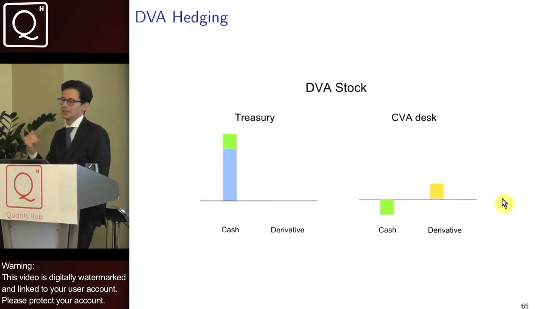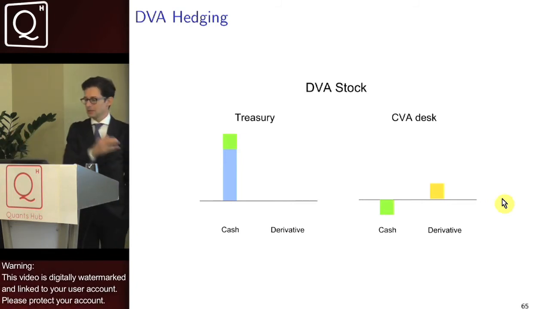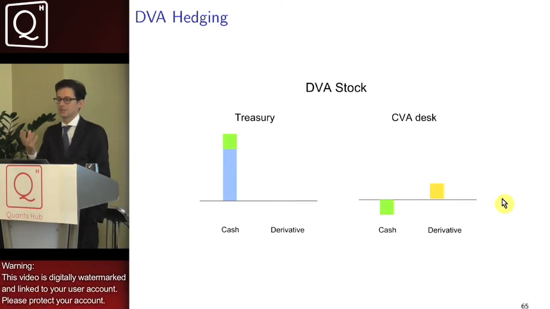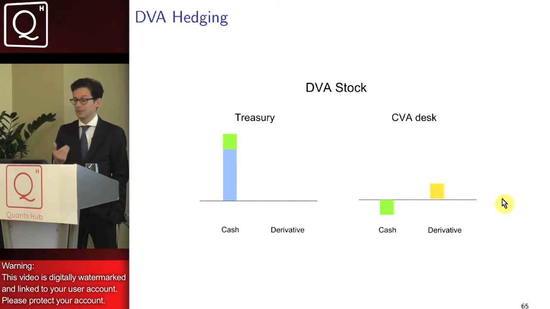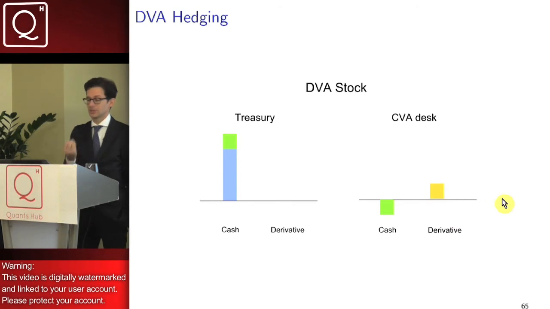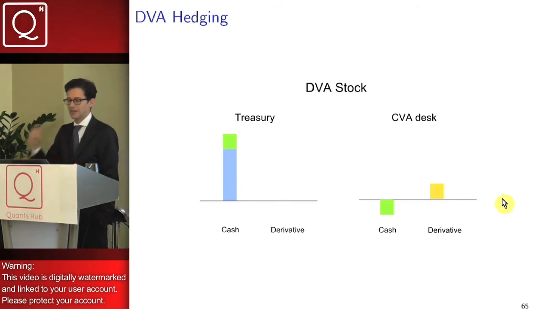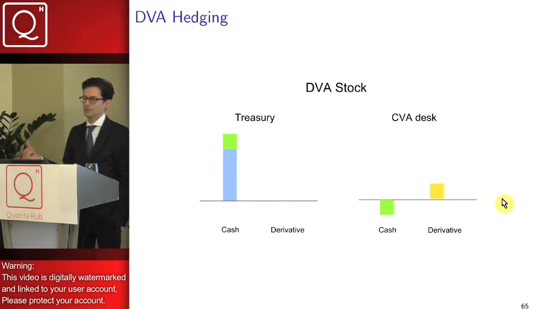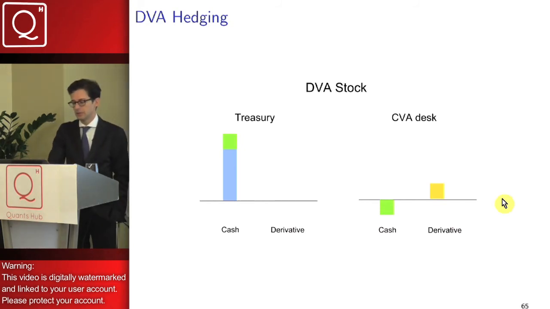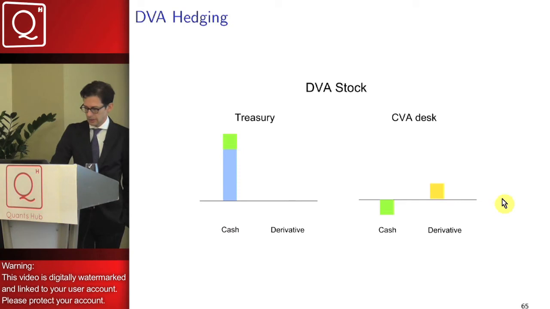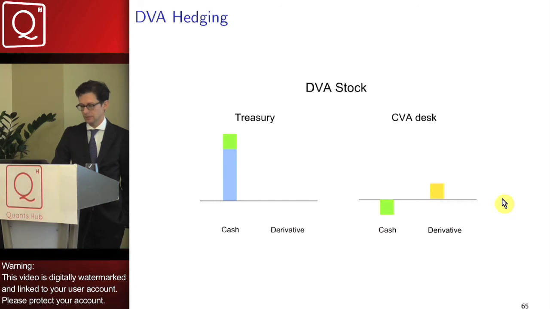So they basically push it back towards the Treasury, and the Treasury has a view of all the cash DVA that the bank has. So it's a way of centralizing this linearized version of the derivative DVA. And this can be achieved with an internal liability instrument within a financial organization, for instance.